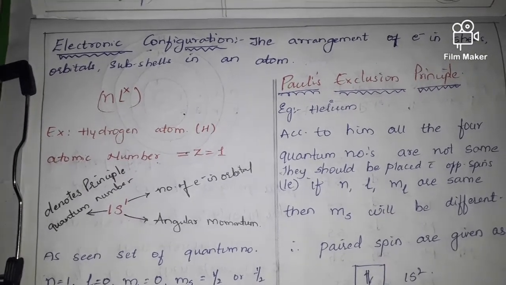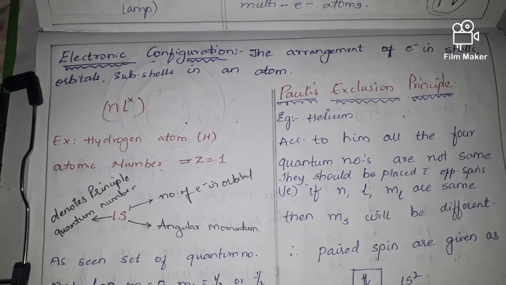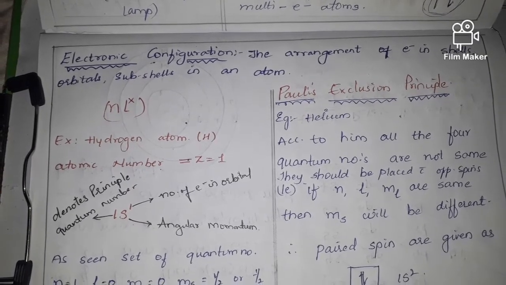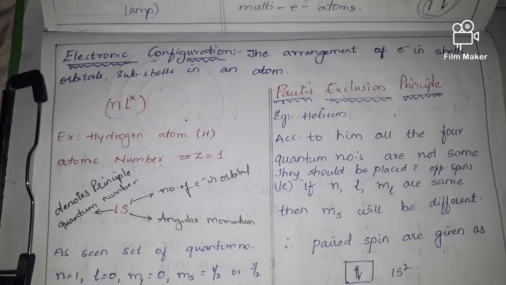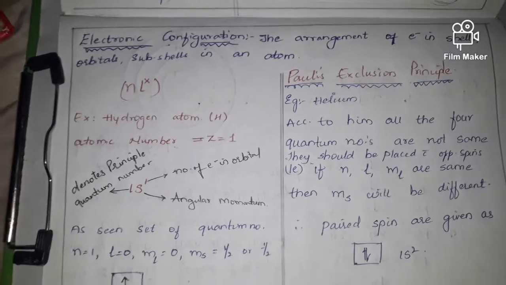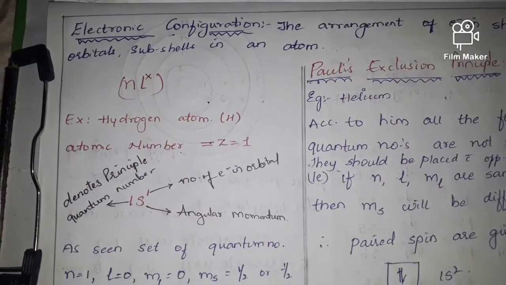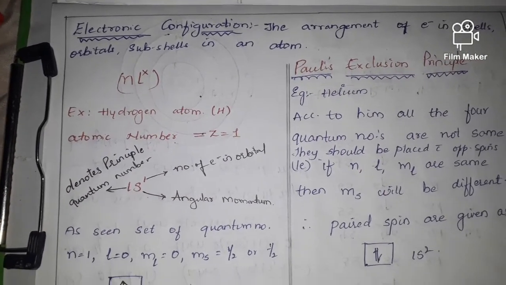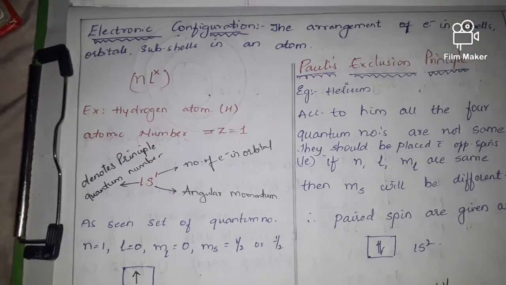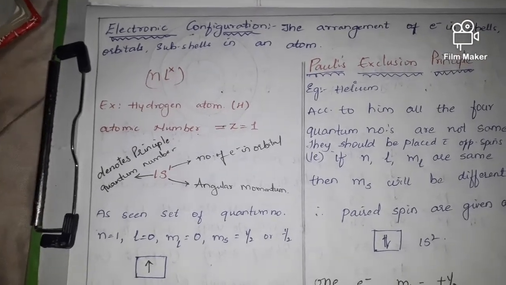Let us start with the topic, electronic configuration. The arrangement of electrons in the shells, subshells, and orbitals of an atom is called the electron configuration. It is given by the formula nlx, where n is the principal quantum number, l is the angular momentum number, and x is the number of electrons present in the atom.